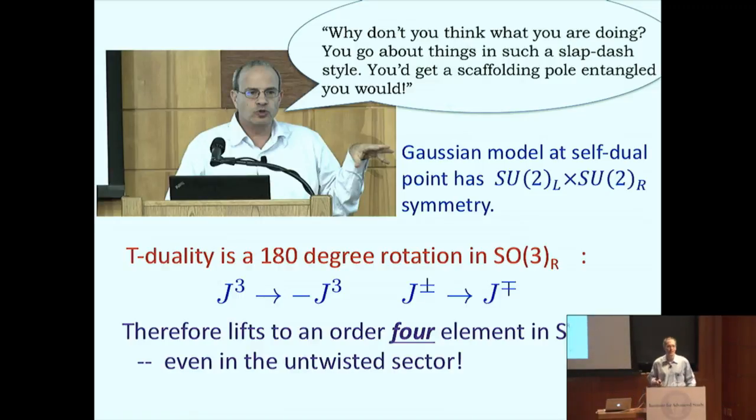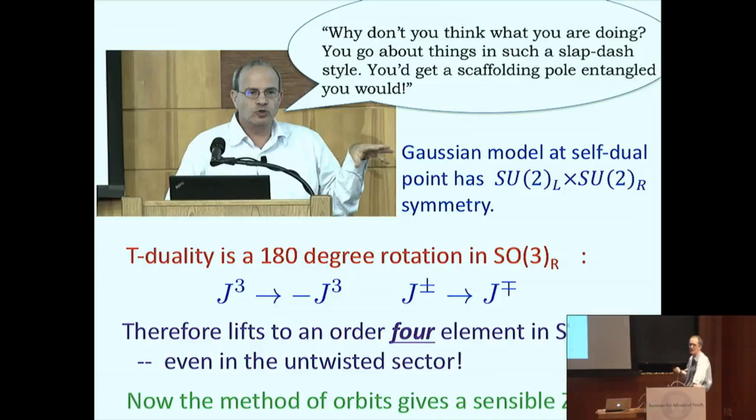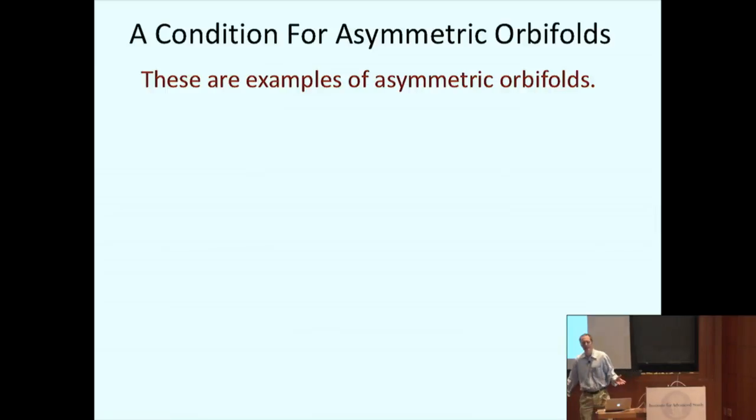Once you've got that straight, you can go and calculate the partition function. It gives a perfectly sensible partition function. As far as we know, this theory is completely sensible and can be used in a string compactification. But this is all related to asymmetric orbifolds. These are examples of asymmetric orbifolds.